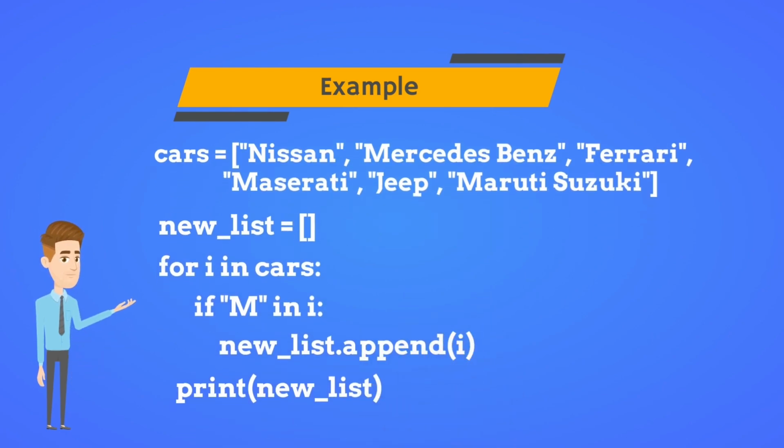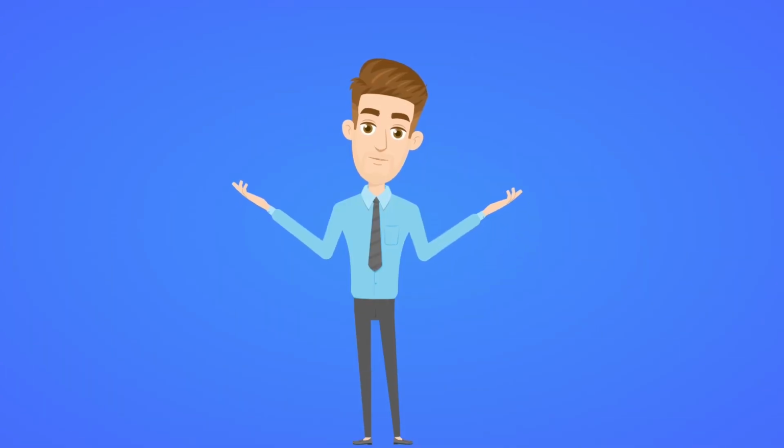Suppose there is a list of cars, and you want to segregate the vehicles that start with M. The first thing that might come to your mind is using a for loop. Let's see how you can write the previous code with Python list comprehension.